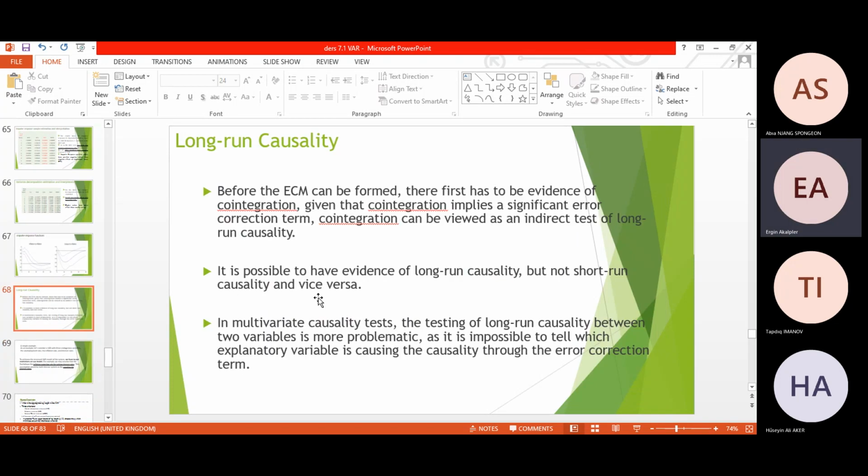Long-run causality: before the error correction model can be formed, the first thing is there has to be evidence of cointegration, given that cointegration implies a significant error correction term. Cointegration can be viewed as an indirect test of long-run causality. It is possible to have evidence of long-run causality but not short-run causality, and vice versa can be accepted. In a multivariate causality test, testing long-run causality between two variables is more problematic, as it is impossible to tell which explanatory variable is causing the causality through the error correction term.